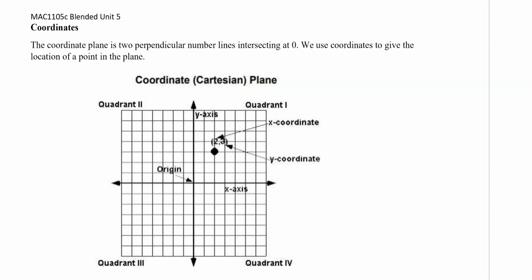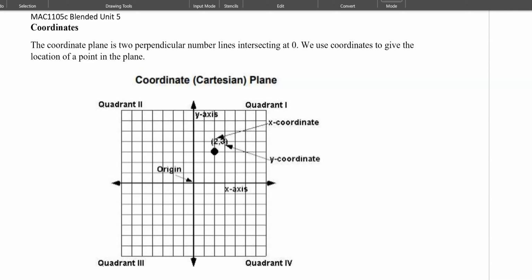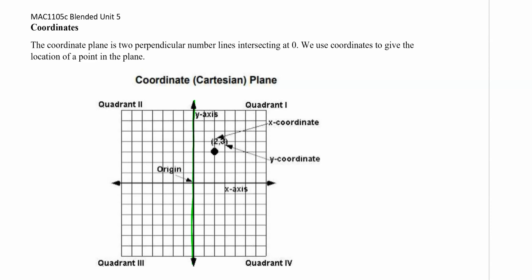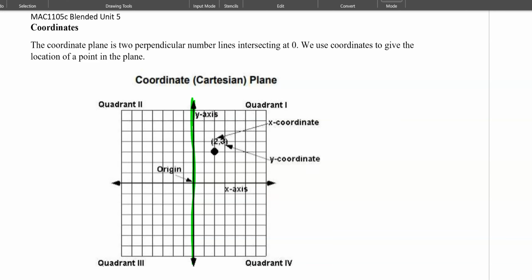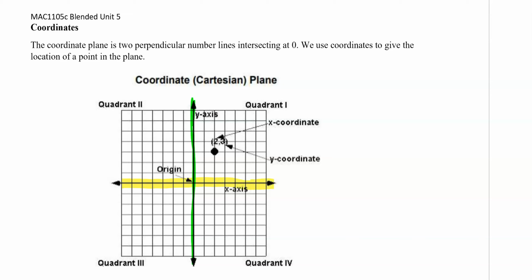So let's just start with what a coordinate plane is. Some of you have seen it, some of you haven't. A coordinate plane is two perpendicular number lines that intersect at 0. And the coordinate is the location of a point on this plane. So we're going to refer to this graph paper as a plane. And we've got two axes. We've got our y-axis, which is up or down. And then we've got our x-axis, which is left or right.